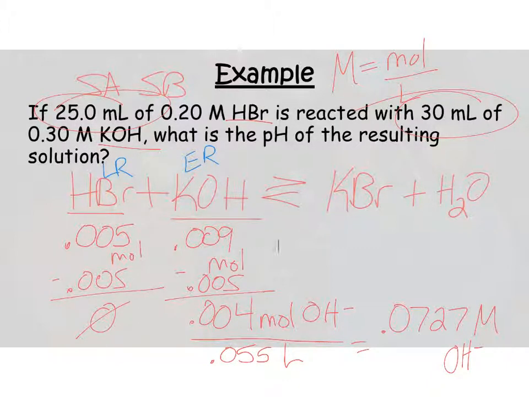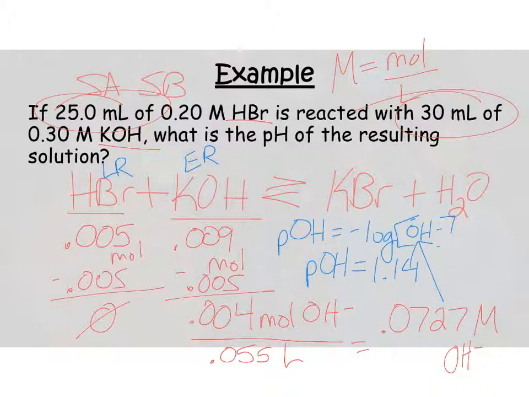All right, now that I have my OH minus, I can plug it in to this equation. Okay, so I get a pOH that is 1.14. And then to get to pH, I do 14 minus pOH. So my pH is 12.86. Okay, on the previous problem, you had strong acid, strong base. And again, you had excess of the base.